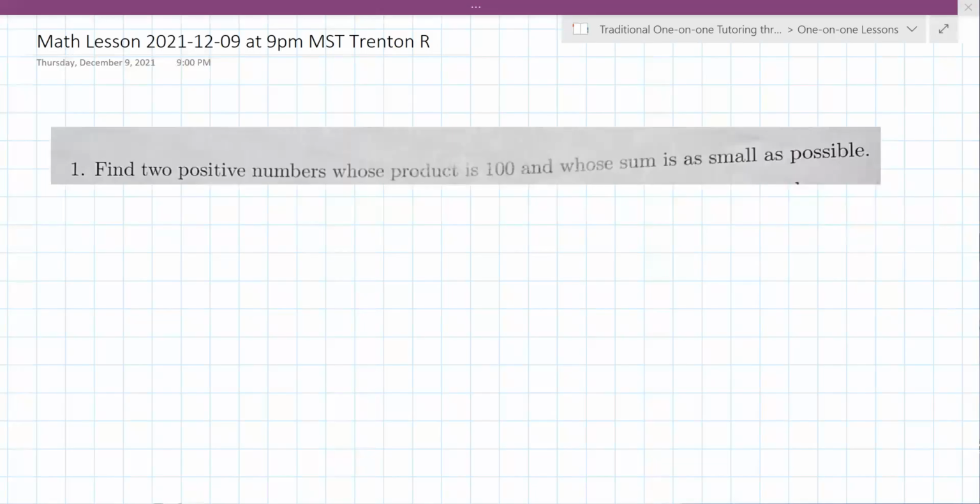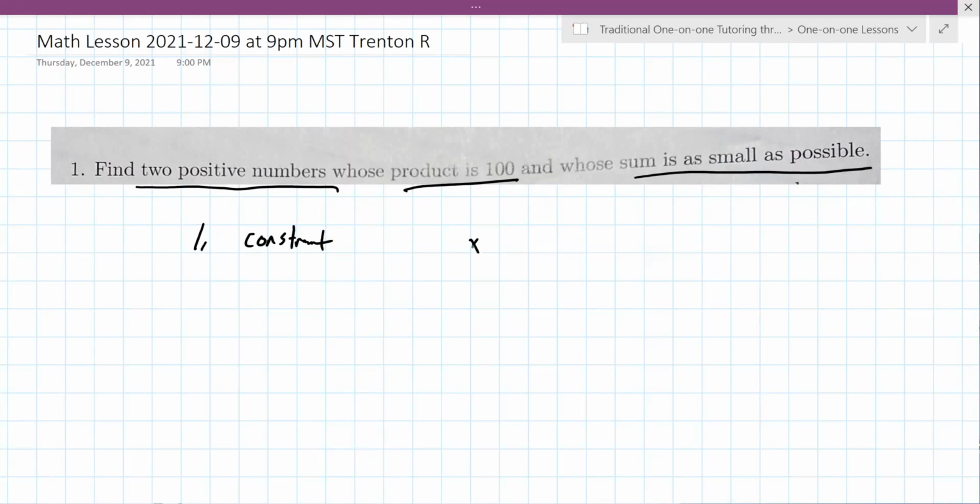All right, so if you're seeing my screen, you see the problem here. Find two positive numbers whose product is 100 and whose sum is as small as possible. So there's always two things that are given. There's kind of like this constraint equation, which in this case is the product of the two numbers being 100, and the second is the thing that you're trying to optimize. So what you're trying to optimize is the sum this time.